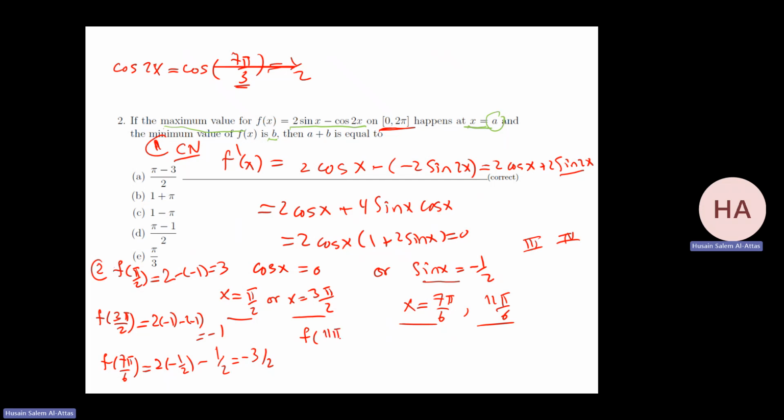F of 11 pi over 6. Let us see what will happen now. Sine 11 pi over 6 will be minus half, fourth quadrant. Be careful now. Cosine 2x is cosine of 2 times 11 pi over 6, which is 11 pi over 3. What is 11 pi over 3? 12 pi over 3 is 4 pi, so this will be the fourth quadrant. So it will be half.